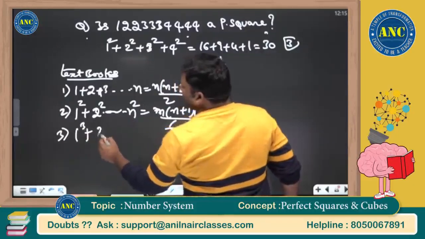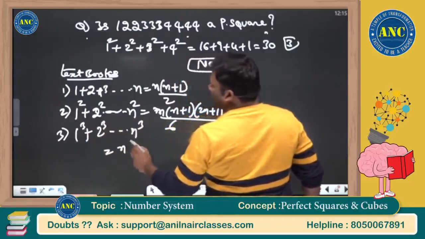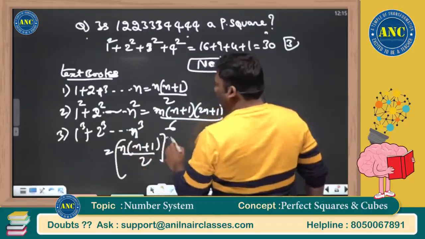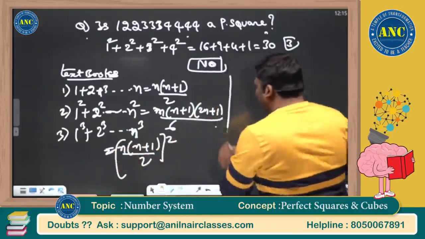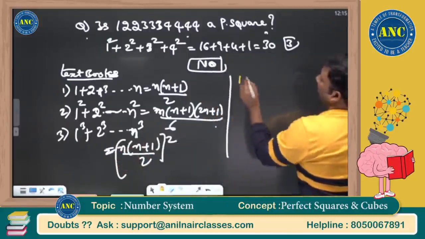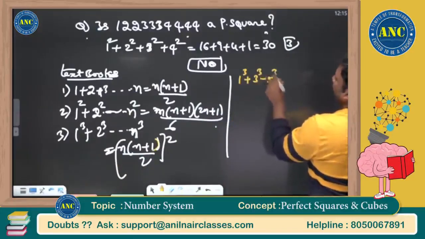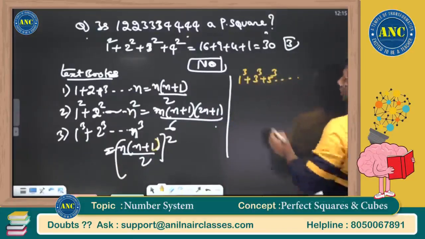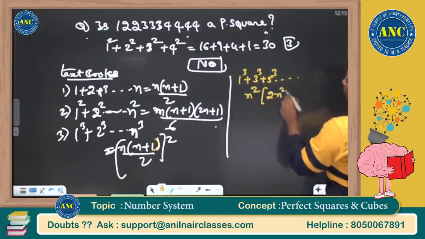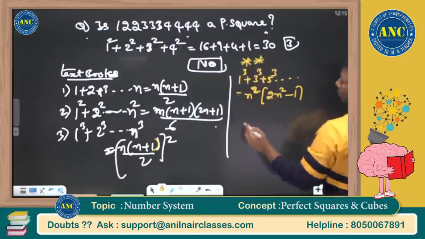But in your examination, he might ask you another model also. Sum of the cubes is n into n plus 1 by 2 whole square. These 3 will be there. Please make a note of the remaining 2. These 2 are very, very important. Sum of the cubes of the odd numbers, 1 cube plus 3 cube plus 5 cube, is n square into 2n square minus 1. Very, very important. Please make a note of it.